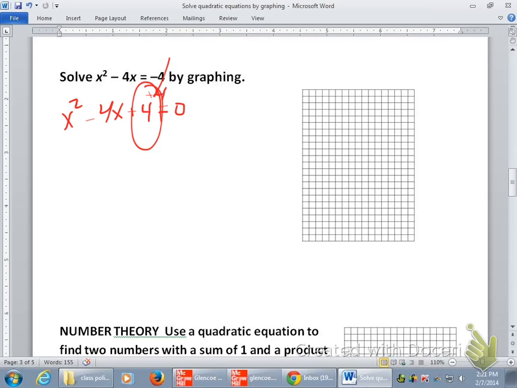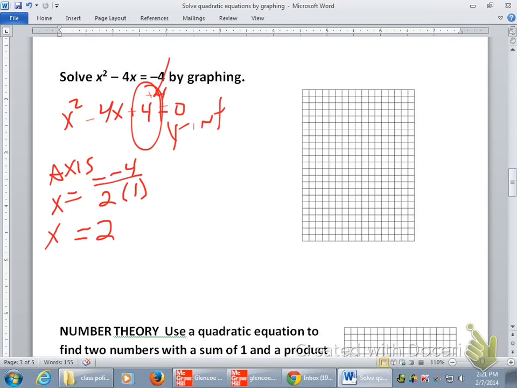Okay, I got the y-intercept right there. And now I need the axis of symmetry. All right. So I am going to force you guys to kind of do it the long way. That's going to be negative negative 4 over 2 times 1. Positive 4 over 2 is 2, so x equals 2, all right? Plug that in, and that'll give me the vertex, right?